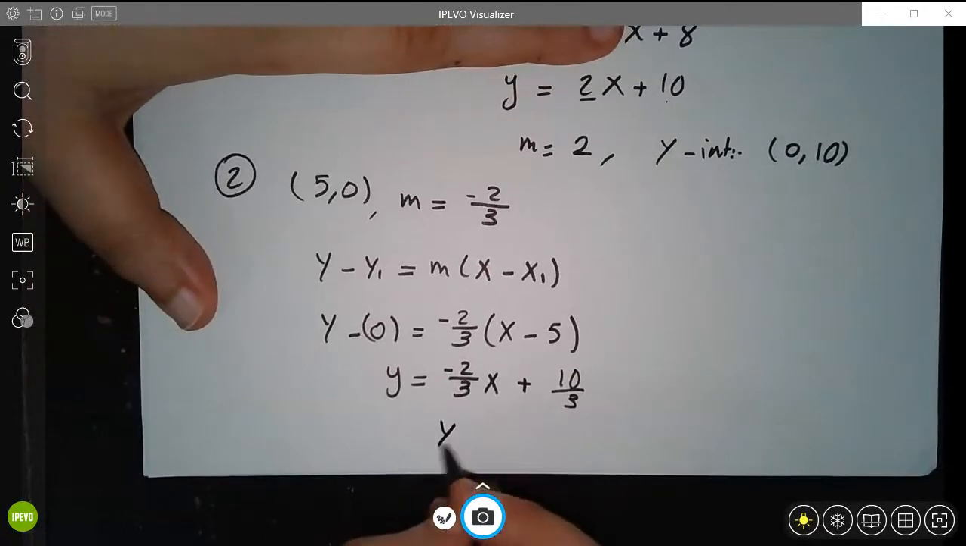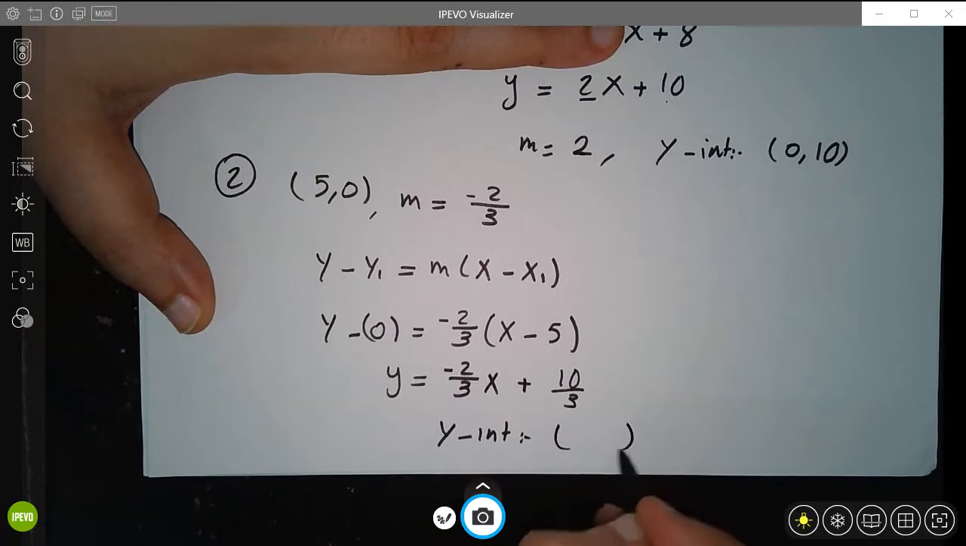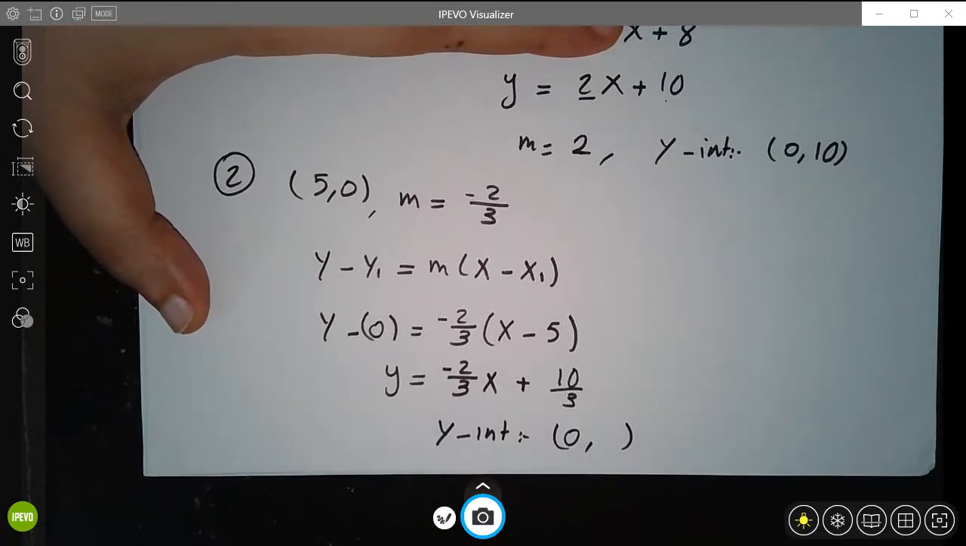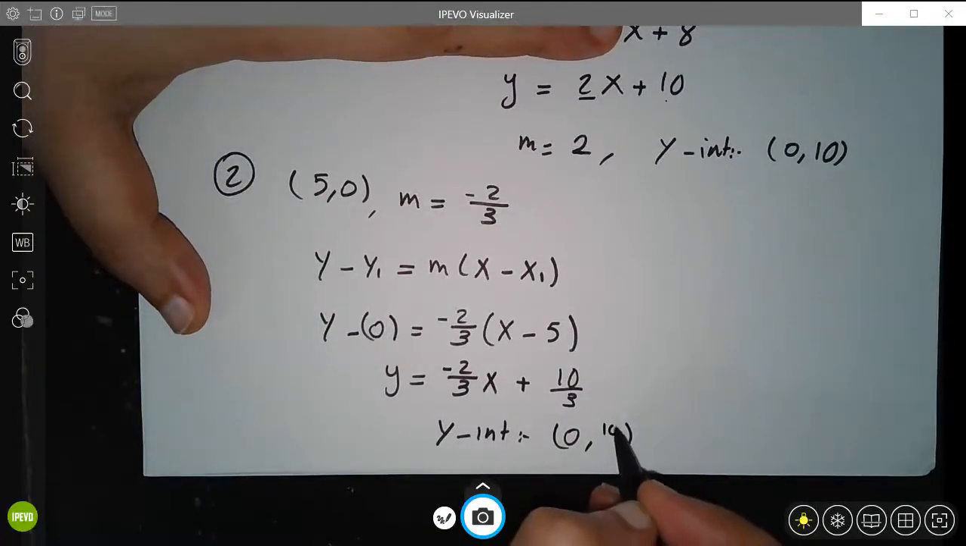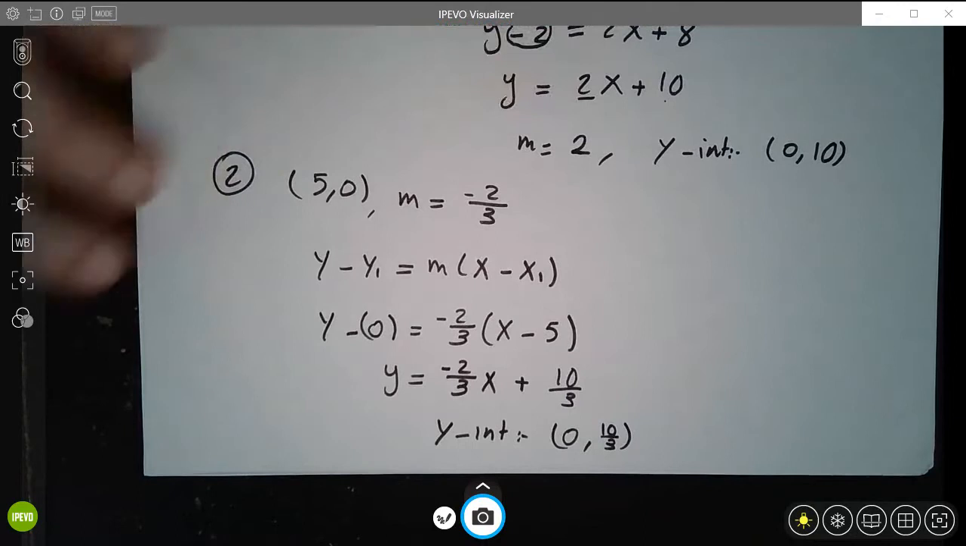Again, the slopes match. Can you tell me what my y-intercept is? What is this point? 0 and? 10 over 3, that's right. Are we seeing the pattern here?